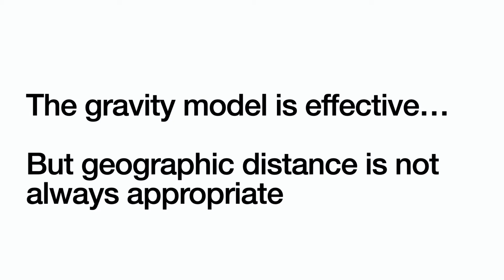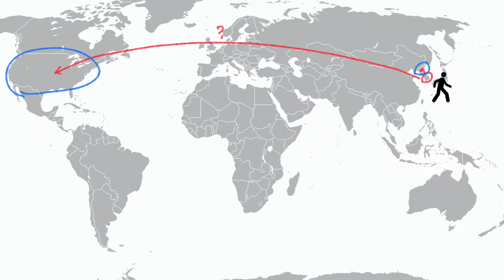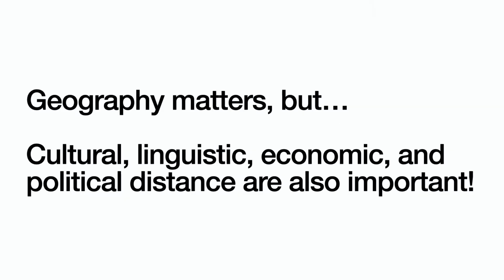Let's think about this example. For instance, a person living in Australia is more likely to migrate to the United Kingdom, which is a faraway country but has similar language and culture, than much closer countries such as Indonesia. Similarly, a student in South Korea is more likely to attend a university in the United States than one in North Korea. Geography matters, but cultural, linguistic, economic, and even political distance are also important for studying current complex mobility.